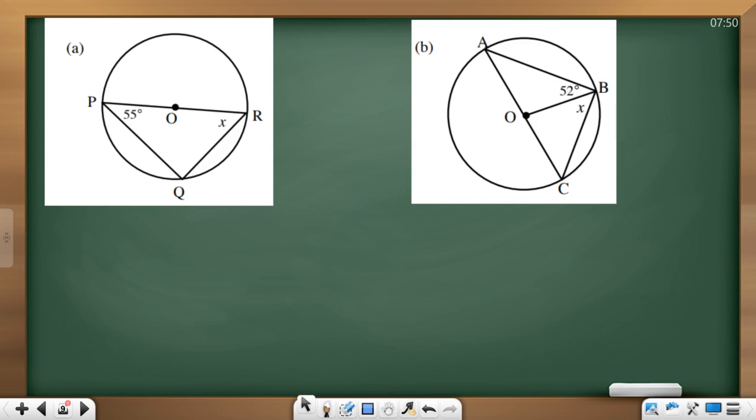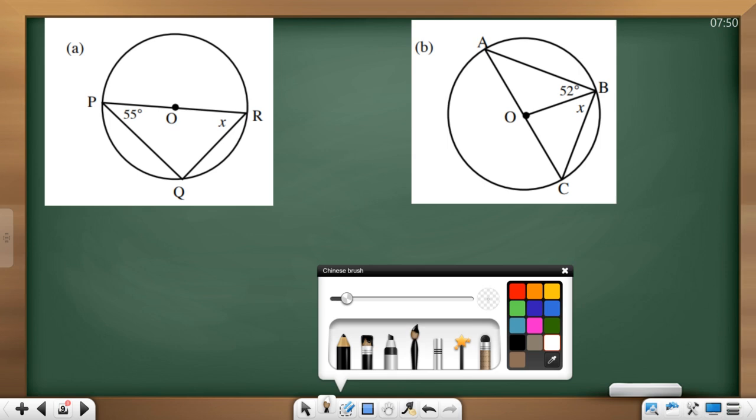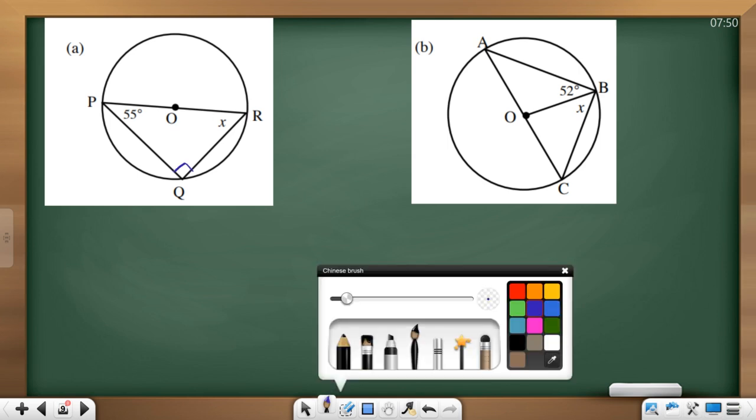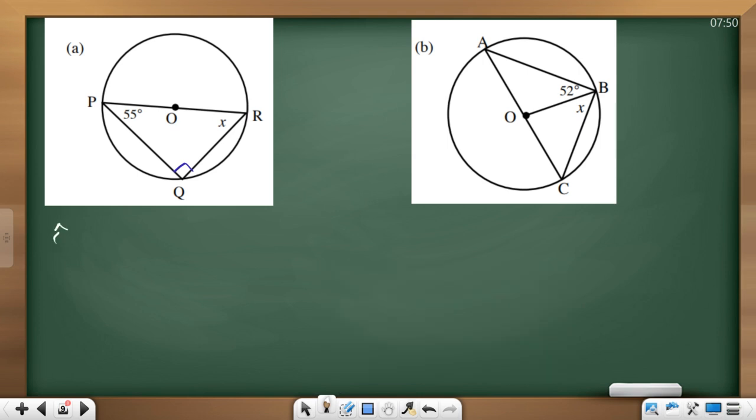Let's see. I've got just 2 questions. Also here. Oh, look at that. Can you see? Just without any words, we can see PR is a diameter. What is X? Already, by looking at that, I see that Q is 90. So I can start by saying angle Q equals 90 degrees. What's my reason for saying that? Angle in a semicircle.